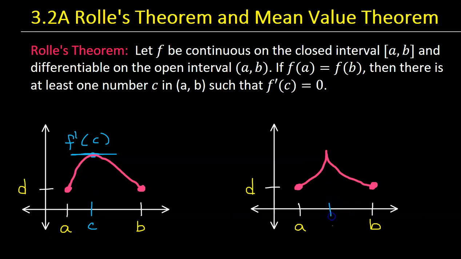Now, there will still be a value c that's going to be a critical number, and this point right here is still going to be a maximum, or depending on how I draw it, it could be a minimum, but the slope of the function is not 0. There's no point where the derivative is going to equal 0. So Rolle's theorem just eliminates this as a possibility, and it only works for this.